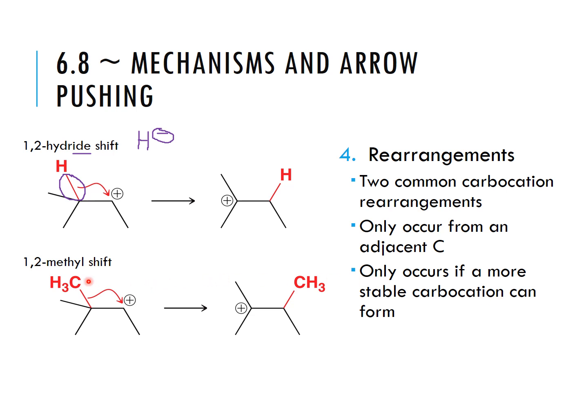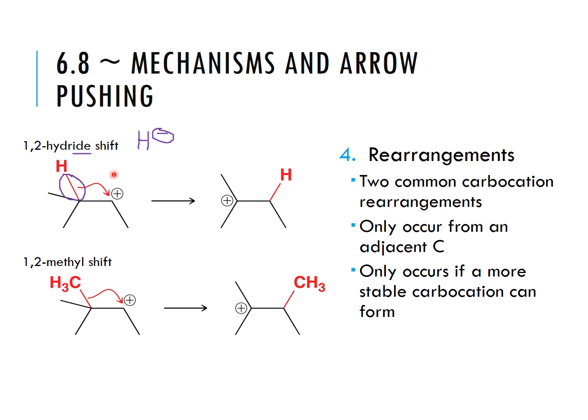Now, a methyl can also shift. This is going to be less common. If a hydrogen is available for shifting, that's going to occur before a methyl. And we can't shift anything larger than a methyl. So with our methyl shift, same idea. We're going from the bond of that methyl towards that carbocation. And in this case, again, we're starting with a secondary carbocation. And after that methyl shifts over, we end up with a tertiary carbocation. So it will only happen if it's more stable.